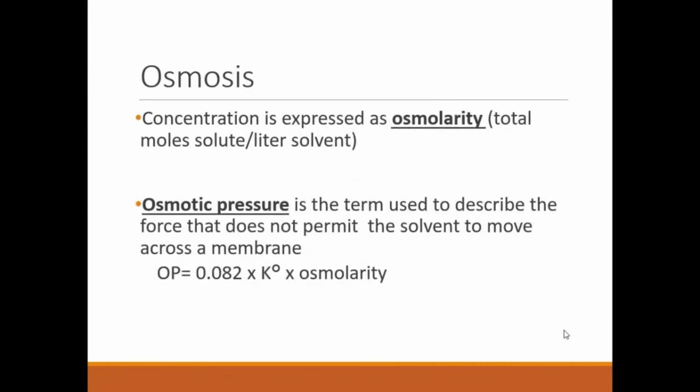And because of that, we try and stay away from terms like concentration. Concentration implies we're talking about a very particular solute, like sodium, like potassium, like calcium. The term osmolarity will take the sum of all of those into account. And the presence of any solute that cannot cross that membrane will exert an osmotic pressure on the solvent on the other side.